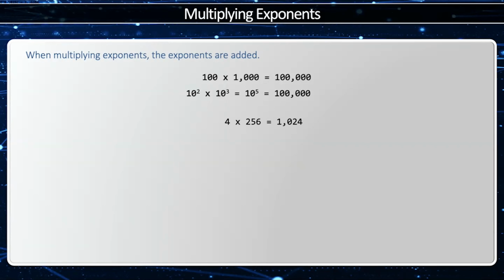This also works with binary numbers. Say 4 times 256 is 1,024, but that's 2 squared times 2 to the eighth, and that equals 2 to the 10, which is 1,024. In other words, we add the exponents of 2 and 8 to get to the 10. And this is an important part about floating point multiplication.